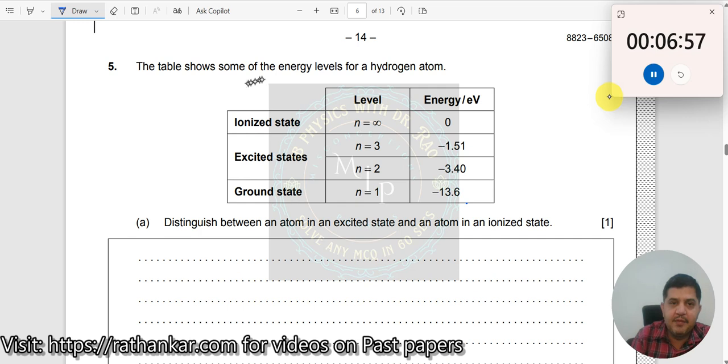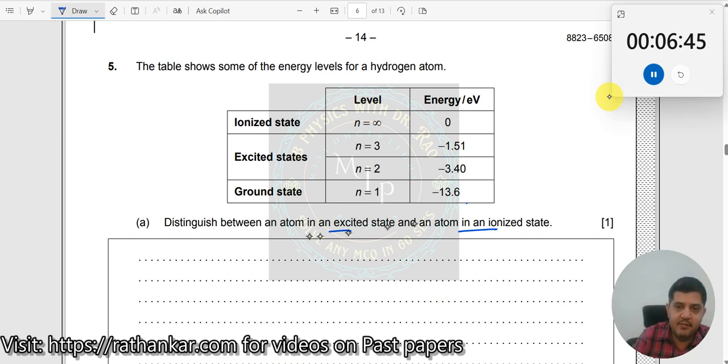The table shows some of the energy levels for a hydrogen atom. So ionized state, excited state, ground state, everything is given here. Distinguish between an atom in an excited state and an atom in an ionized state. What do you mean by an atom in an excited state? It's only for 1 mark.